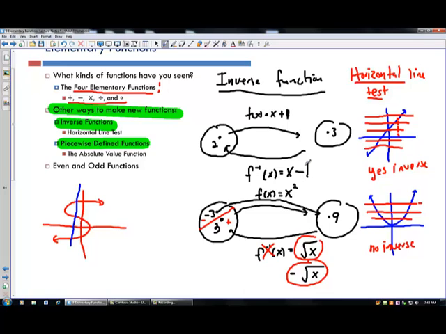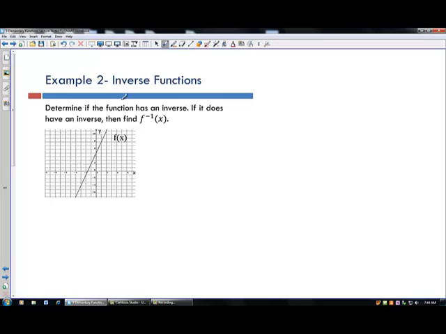All right, so hopefully this concept of inverse makes sense. And in the end, the idea is, if you step forward, you always just want to step back. So the function takes you forward. The inverse simply takes you back. Okay, so we want to determine if the function has an inverse. If it does have an inverse, then find f inverse of x.